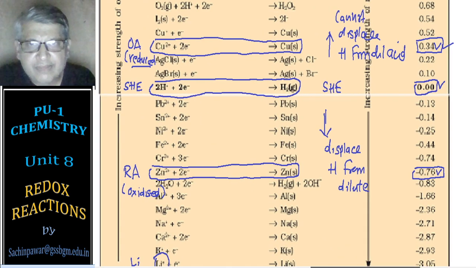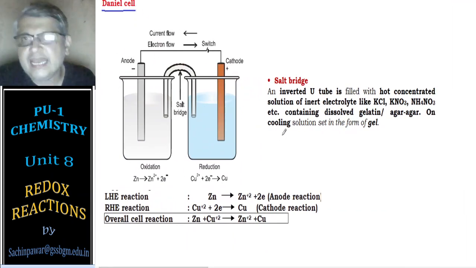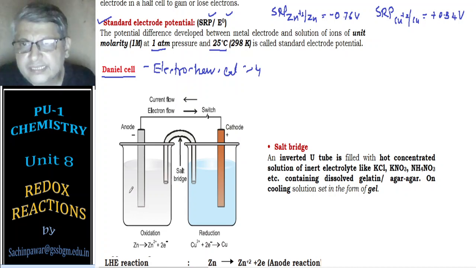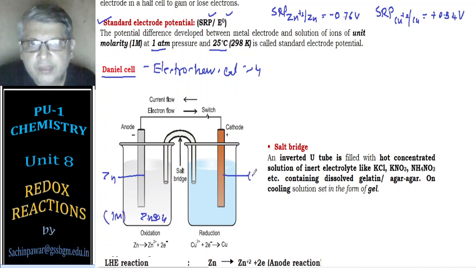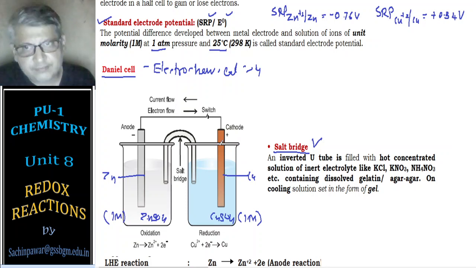So with this idea, if I go for a concept known as a Daniell cell, this is an electrochemical cell. Here a zinc rod is dipped into zinc sulfate solution whose concentration is 1 molar, and a copper rod is dipped into copper sulfate solution whose concentration is 1 molar, and the two are connected to one another by a salt bridge, and the two electrodes are connected from the outer circuit.